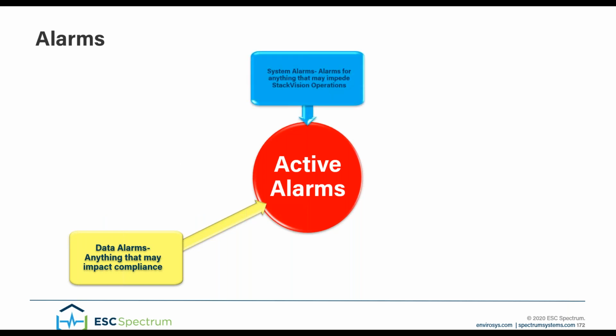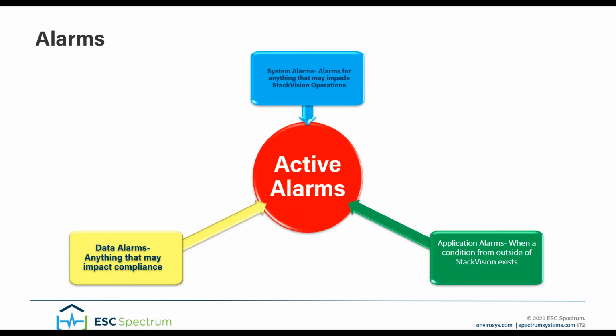Then you have a system alarm, and this is an alarm that's anything that impedes StackVision operations. Examples of these include things like your disk space is running low on your StackVision server, or you have a communications error, meaning that the data controller is not communicating with the StackVision server.